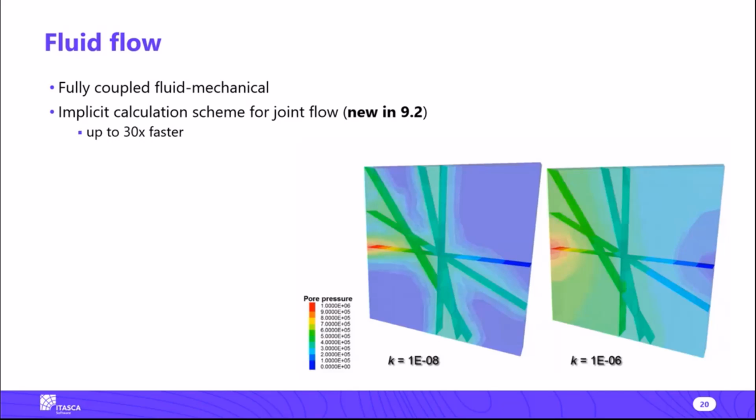Now, traditionally, we have solved these things explicitly in the same way we did with the mechanical. That can potentially be quite slow in a fluid flow analysis. So in the latest version of 3DEC, in 9.2, we've introduced an implicit calculation scheme, which is potentially way, way faster when you're solving these joint flow problems.